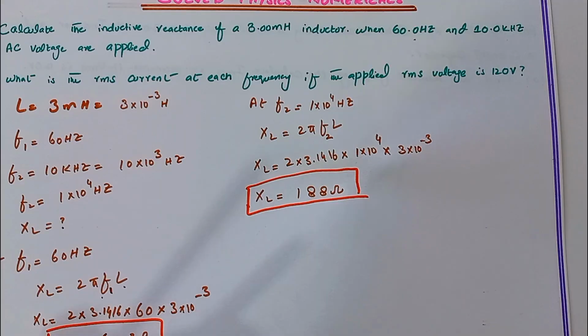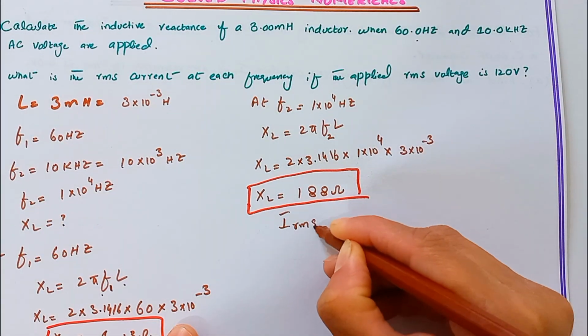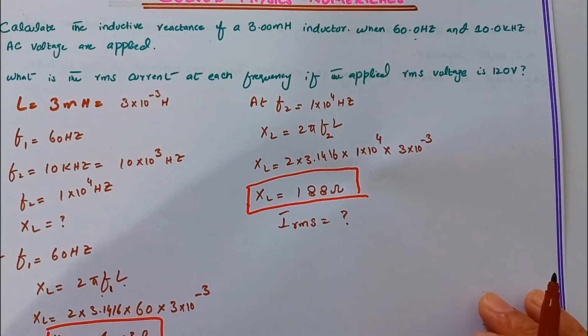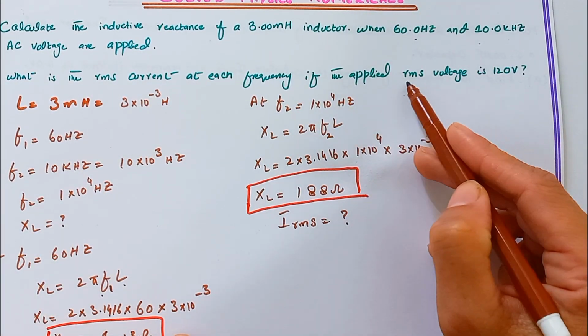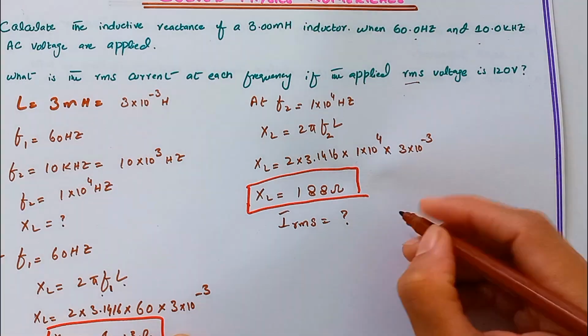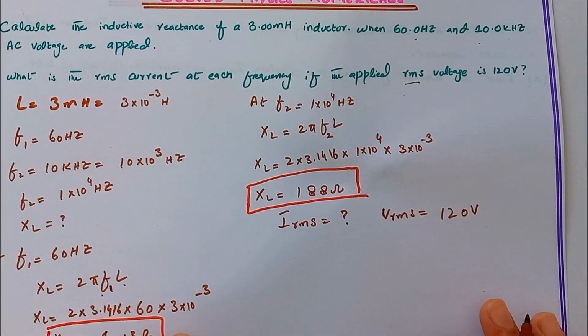Now we find the root mean square current. The root mean square current, denoted by r.m.s, we find at each frequency, both frequencies, if the applied root mean square voltage is 120 volt. The root mean square voltage given is 120 volt.